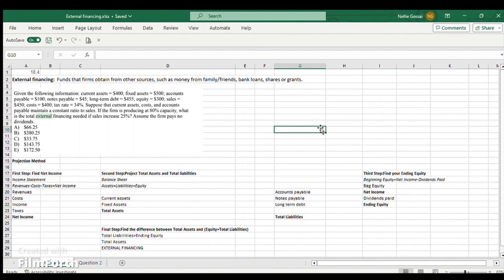As you'll see in the following problem, I'm going to be using the projection method to solve it. The projection method is when you project your net income for the year, and you also need to project your balance sheet items, which is your total assets, total liabilities, and your ending equity. Really, to find your external financing, you only need your balance sheet elements. However, since our ending equity formula requires the net income, we need to project that as well.